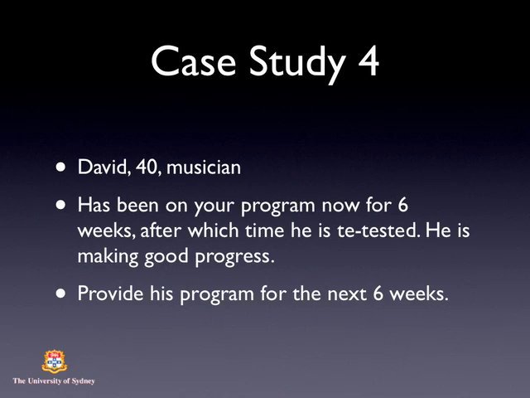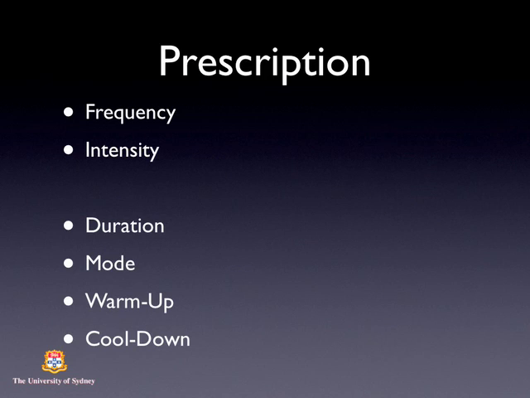Now let's consider that David's been on a program that you wrote for him for about 6 weeks now, after which time you do a retest on him. He's making good progress, his fitness is improving and his weight is coming down. Provide his program for the next 6 weeks. So how would you change the components of exercise prescription to progress David's program along?